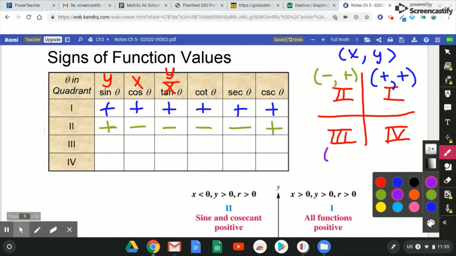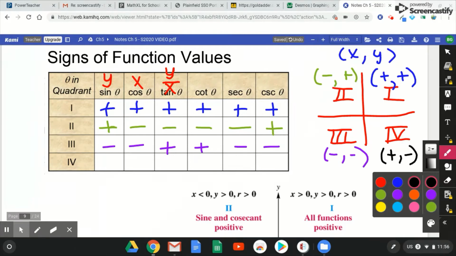In the third quadrant, x and y are both going to be negative. So sine and cosine would both be negative. If you divide those two, y over x, that's going to give you a positive value. So then cotangent is positive like tangent, secant and cosecant are negative like cosine and sine. In the fourth quadrant, x is positive, y is negative. So like a coordinate would be 5, -1. That would put us in the fourth quadrant.